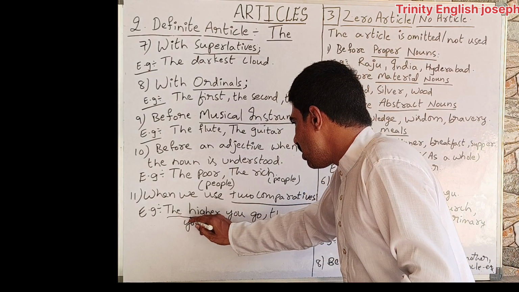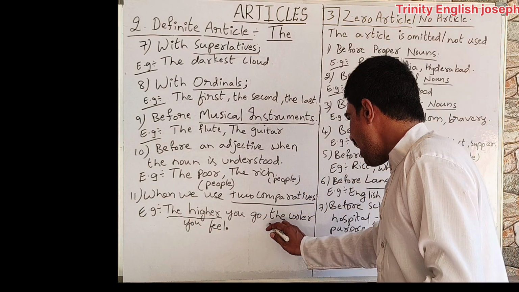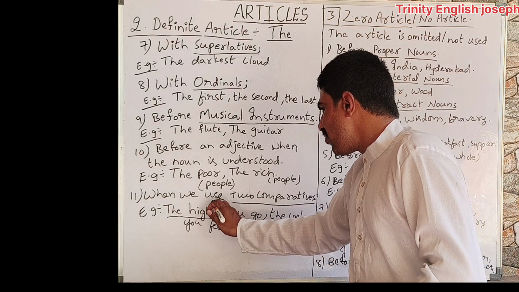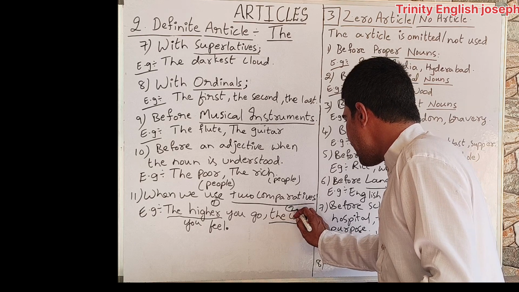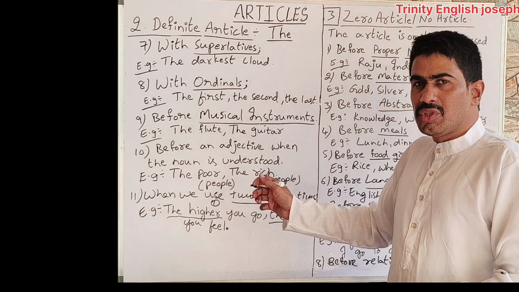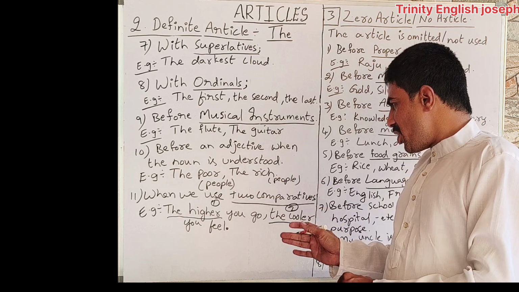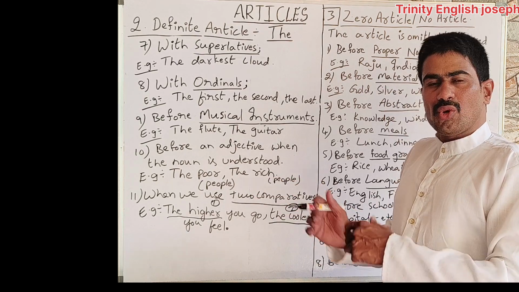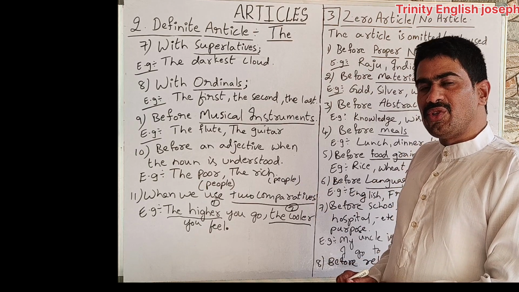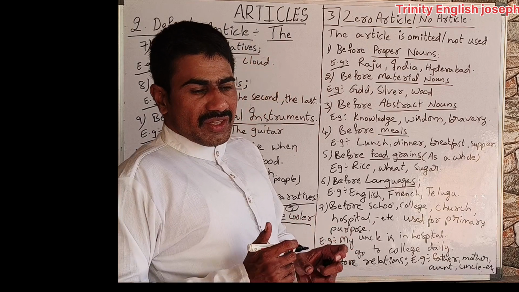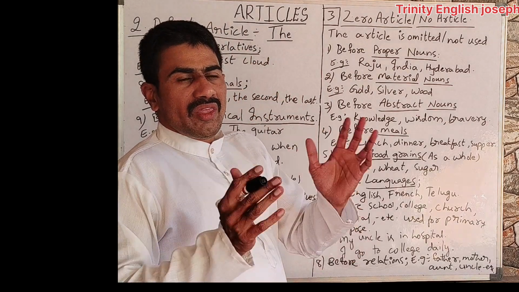Here if you see, the higher and the cooler. This is one comparative and this is the second comparative. So here we have used two comparatives. The higher, the cooler. The higher you go, the cooler you feel. So when we use two comparatives also, we use the definite article the. And this is the end of the uses of the.